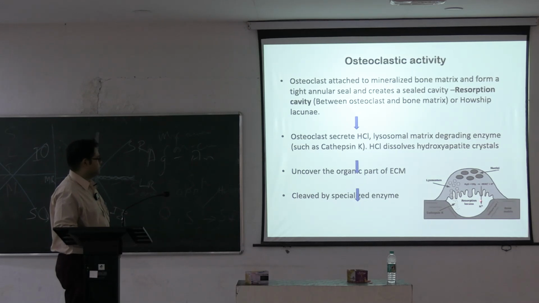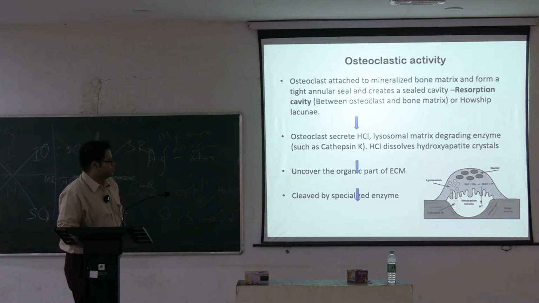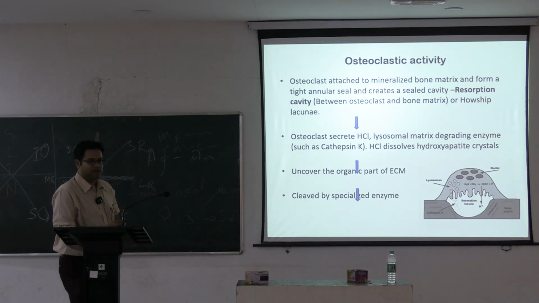Now, the osteoclast secretes hydrochloric acid and lysosomal matrix degrading enzymes. One example is cathepsin K. This HCl dissolves the hydroxyapatite crystals, so it leads to uncovering of the organic part of the ECM, which is cleaved by specialized enzymes. So, how does the osteoclast work on a bone? It attaches to the bone matrix and releases hydrochloric acid, which leads to degradation of the mineralized bone matrix.